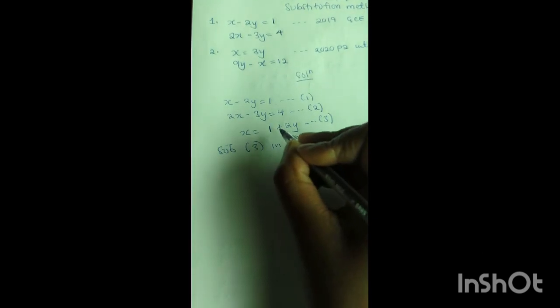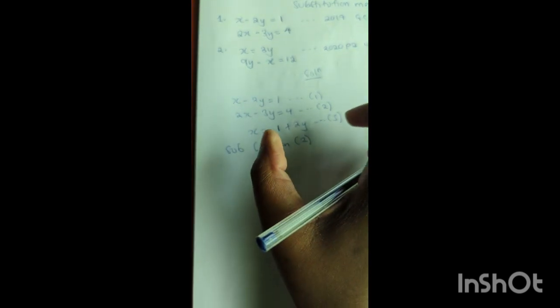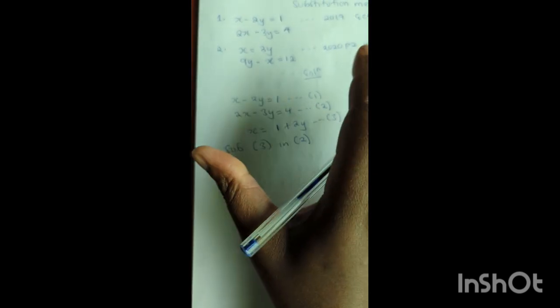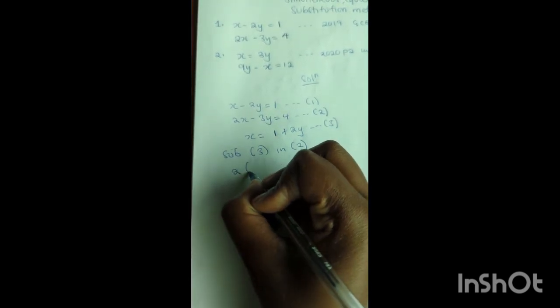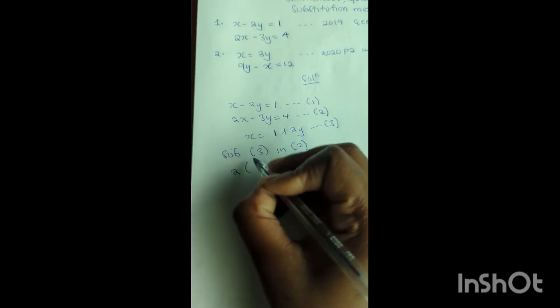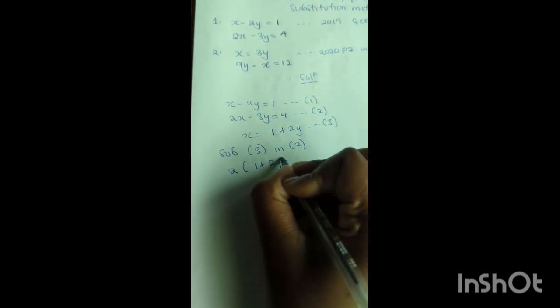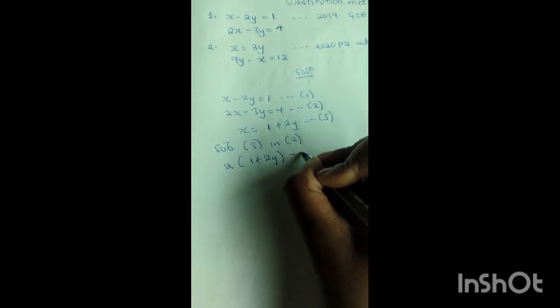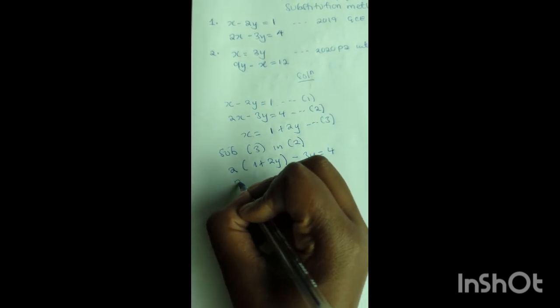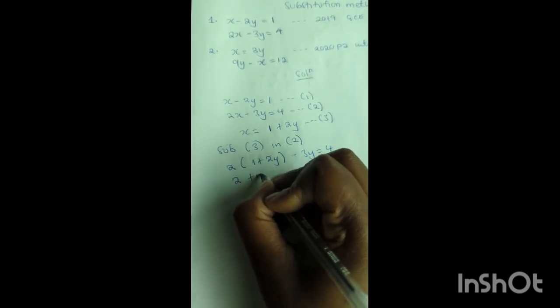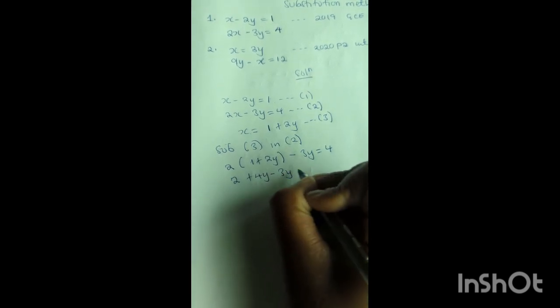Meaning where there is x, I'm putting 1 plus 2y. Remember that whenever you're substituting, you always put whatever you're substituting in parentheses, so that you don't mess up the signs. So equation 2 is 2x, but now where there's x, I'll put 1 plus 2y, because x is equal to 1 plus 2y, minus 3y equals 4. Then I expand this. This is just pure algebra. So 2 by 1, 2. 2 by 2y, that will give me 4y, minus 3y equals 4.